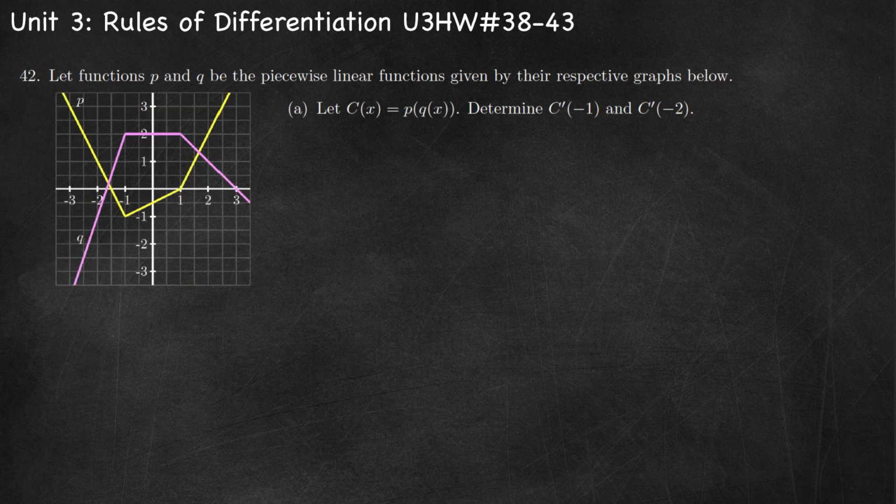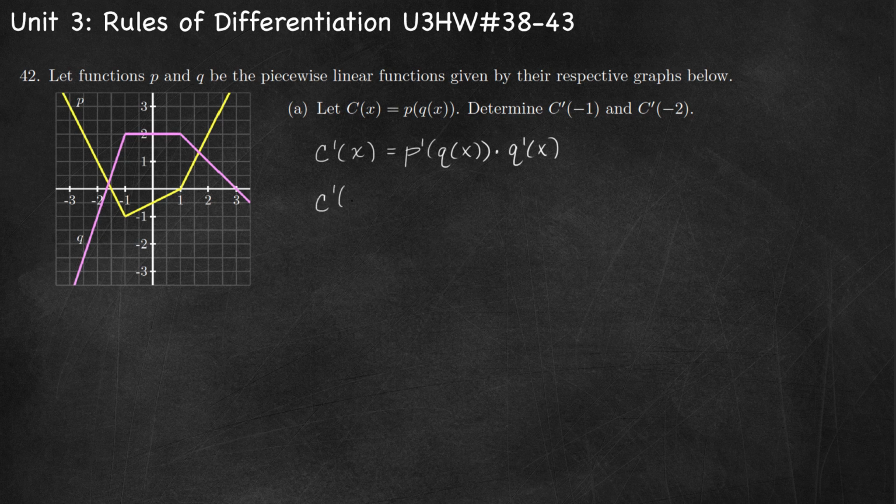Number 42, let functions p and q be the piecewise linear functions given by the graphs below. Let c of x equal p of q of x. Find c prime of negative 1 and c prime of negative 2. So first let's find the formula for c prime of x. C is a composite function. It's p of q of x, so p of stuff. The derivative will be p prime of the stuff times the derivative of the stuff. So p prime of q of x times q prime of x.